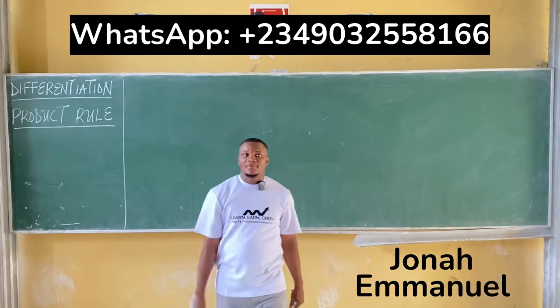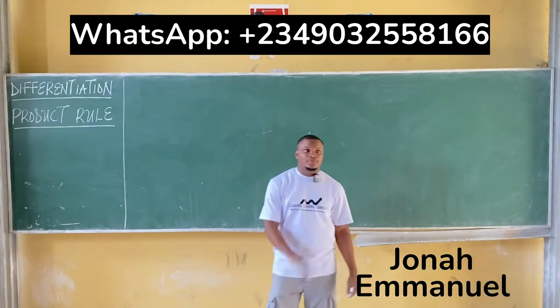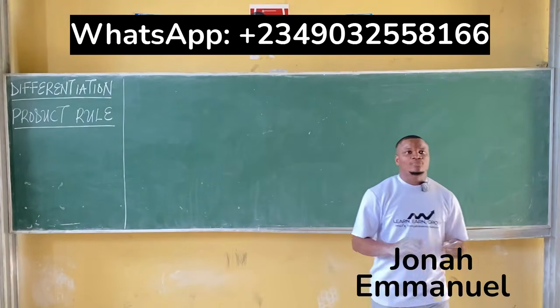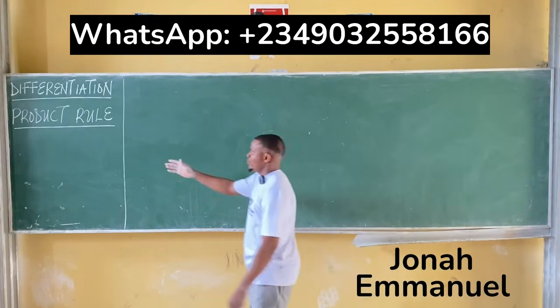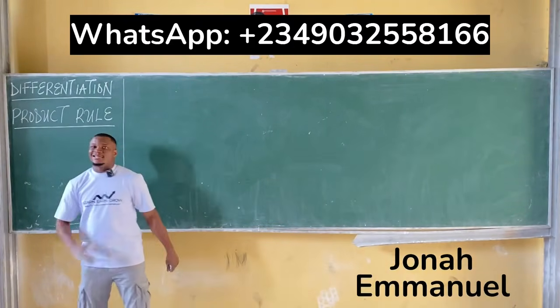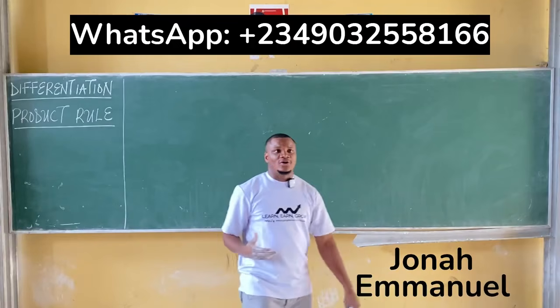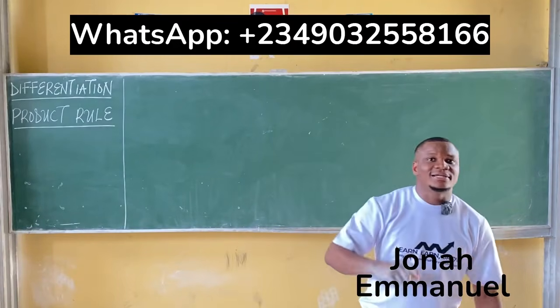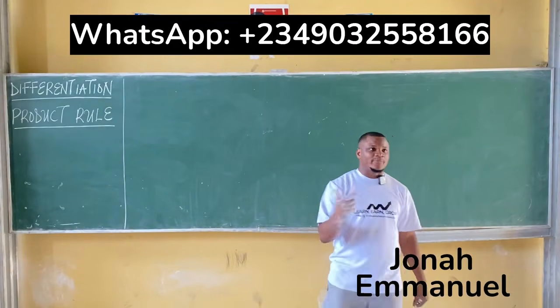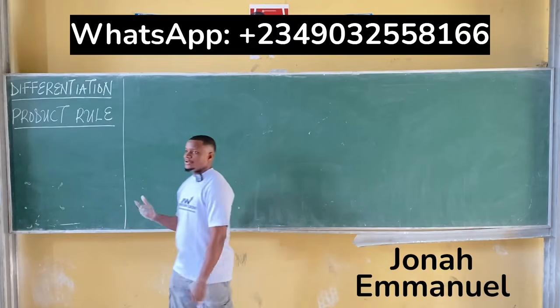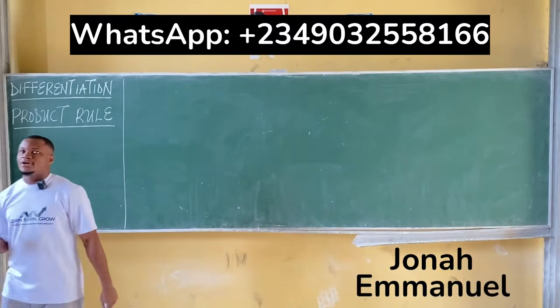Let's do product rule, please. Definition: the term product here means the result of multiplication. A product is the result of multiplication. That's it.